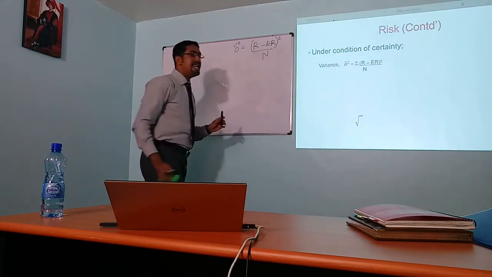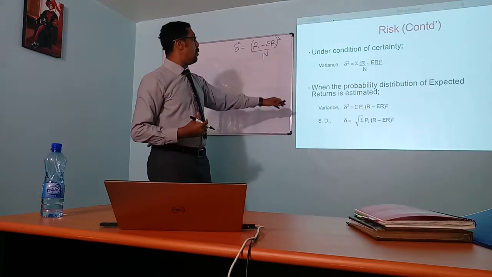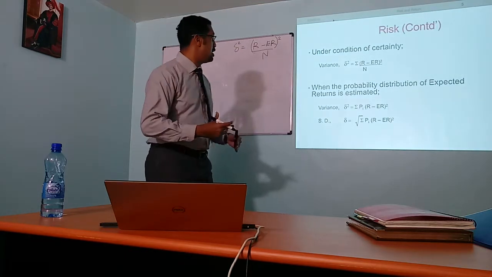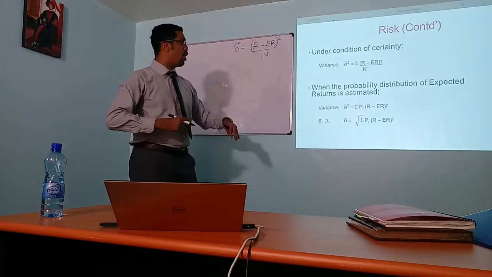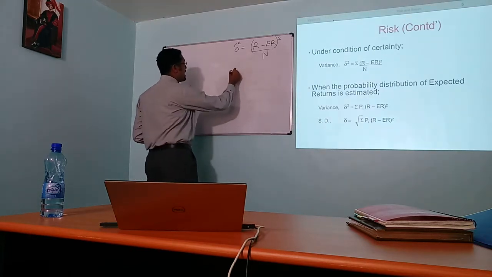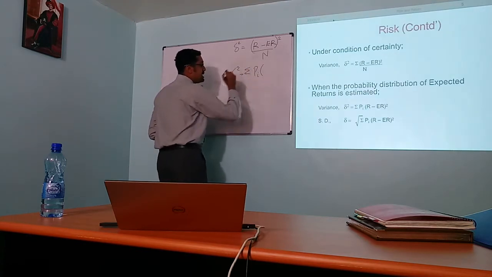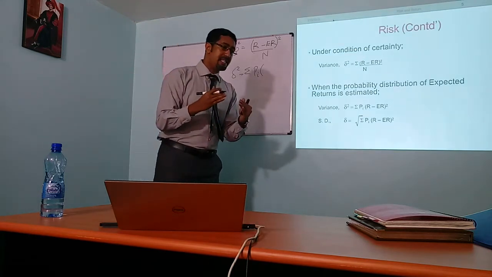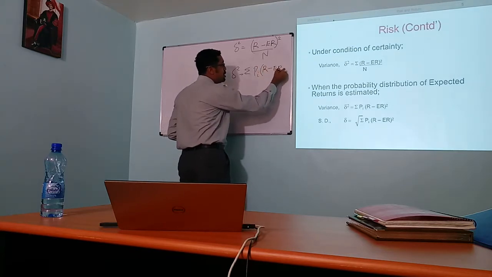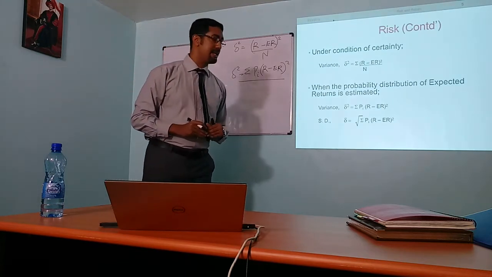Our focus will be mainly on condition of uncertainty because the future is uncertain. So our main objective will be the second part where we need to attach probabilities. When the probability distribution of expected returns is measured or expected, then variance is given as the summation of all the probabilities under different economic situations or different expected outcomes, times the deviations squared. Now, that is the formula for calculating variance.